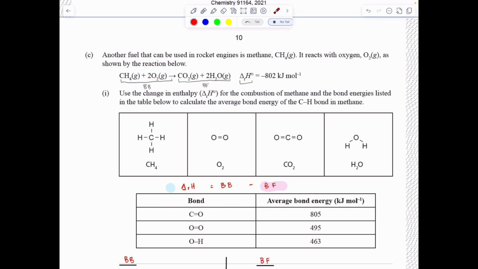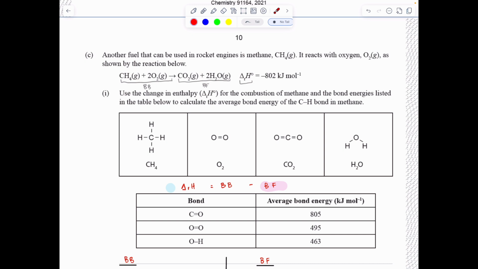So what we have here is another fuel that could be used in rocket engines, methane, and it reacts with oxygen. Use the change in enthalpy for combustion of methane and the bond energies listed below in the table to calculate the average bond enthalpy of the CH bond in methane. So we've got methane over here, but we don't know the energy values in each of these CH bonds, and that's what we have to figure out.